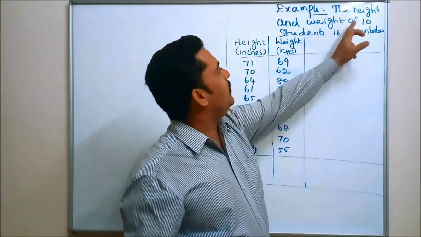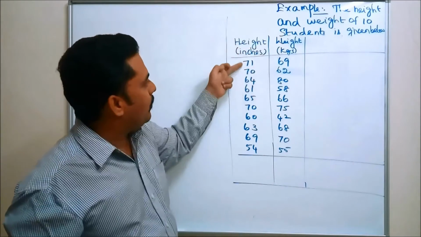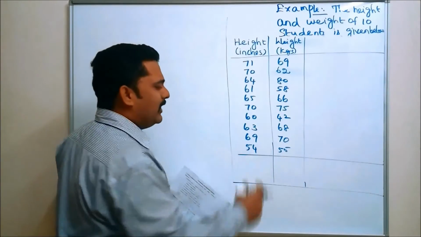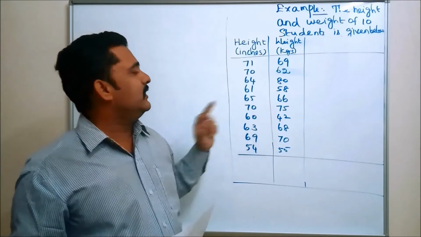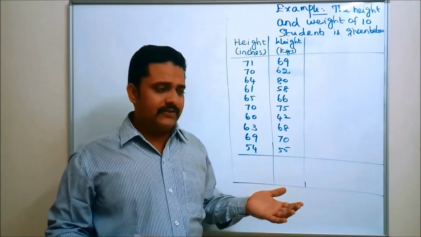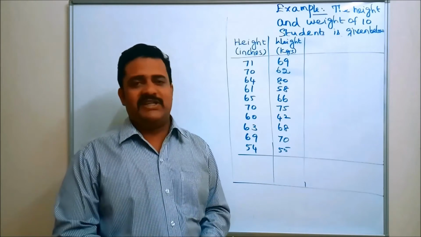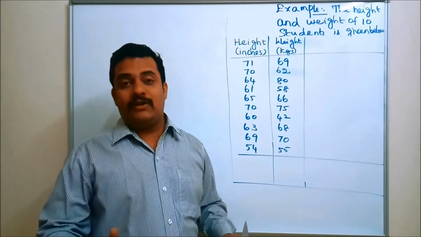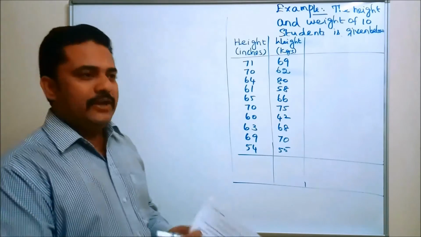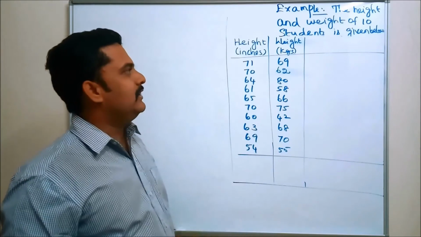Now we are going to discuss a problem on correlation. The height and weight of 10 students is given below. We have to find the correlation between the height and weight, so that we will come to know if height increases, whether weight is also increasing, or whether it is vice versa, or there may be some other surprising results. In order to do that, we have to calculate a few more items.